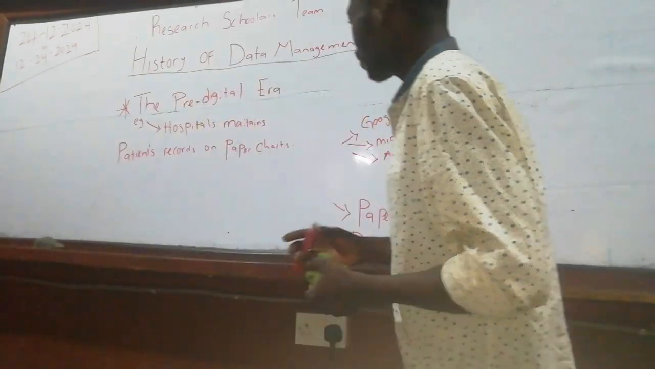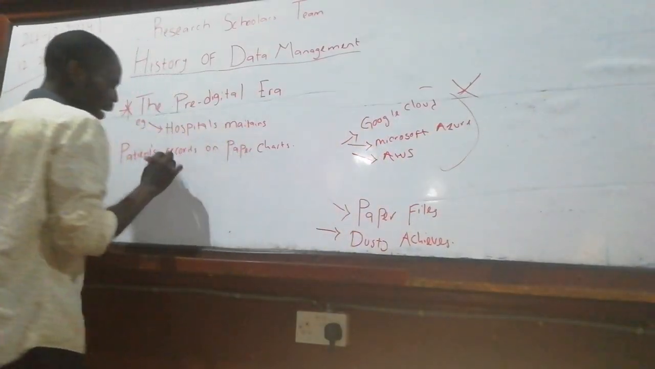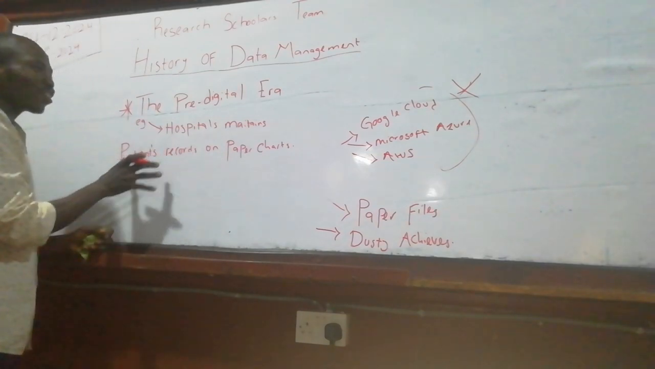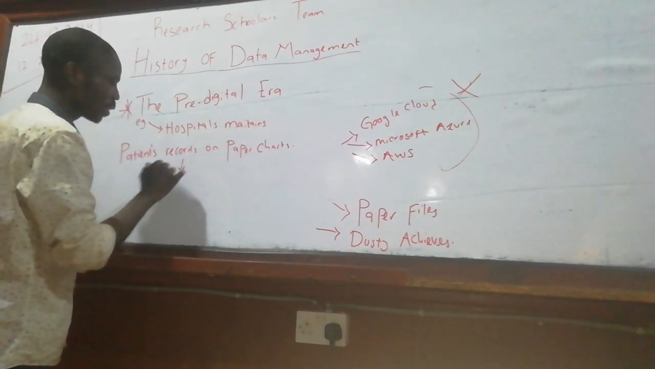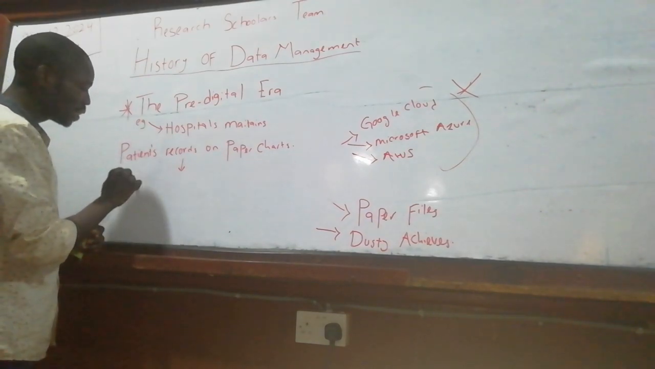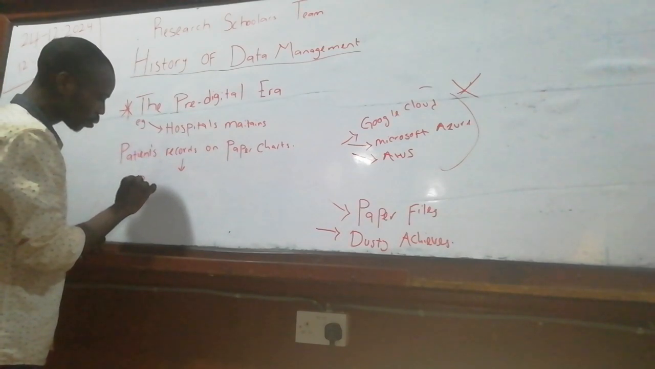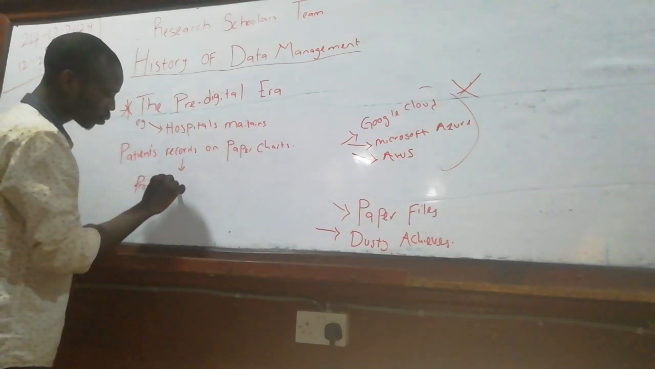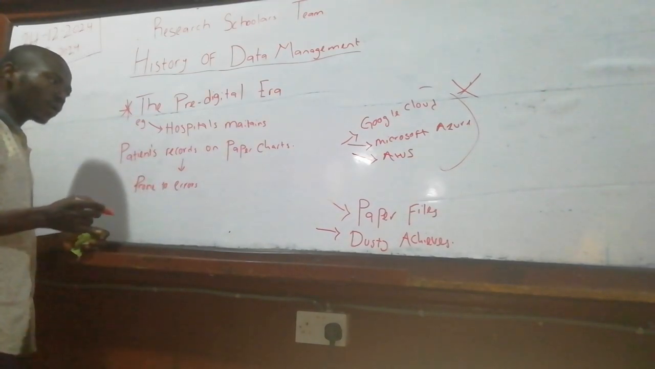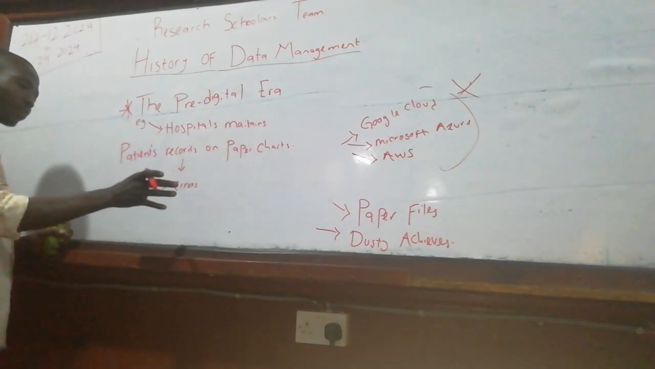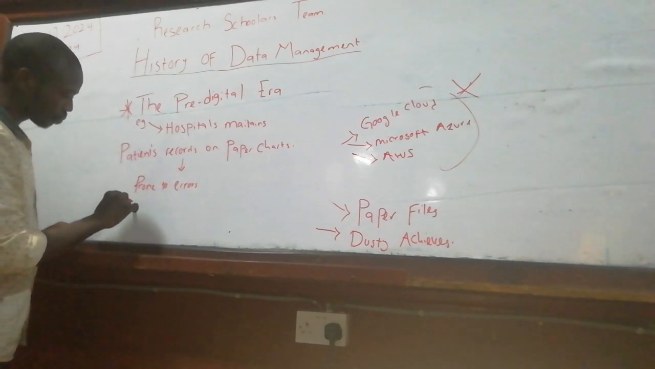So now, as a result of hospitals maintaining patients' records on paper charts, it's limited. It's prone to errors during searching. While they are searching for a particular piece of data, it's prone to error. And also time.